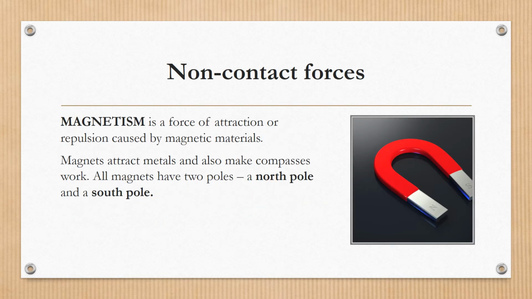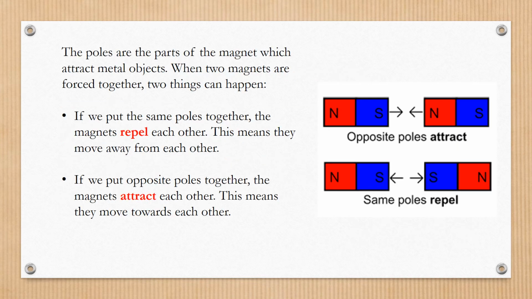Magnetism is a force of attraction or repulsion caused by magnetic materials. Magnets attract metals and also make compasses work. All magnets have two poles, a north pole and a south pole. The poles are the parts of the magnet which attract metal objects.